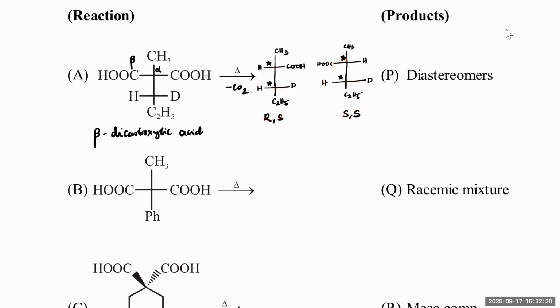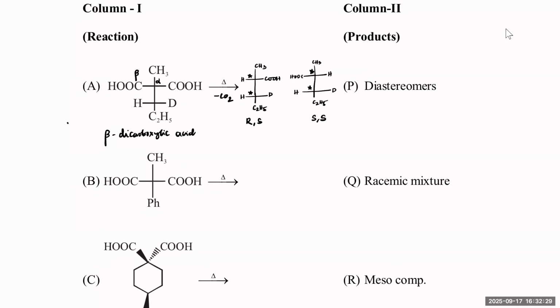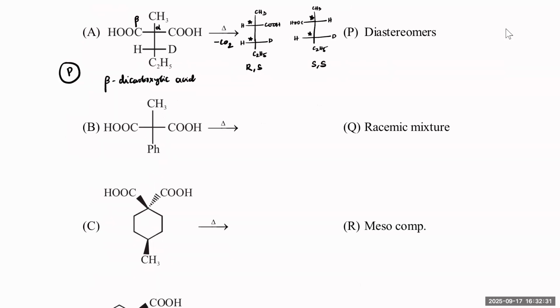So what are these two? Diastereomeric pairs, because they are not mirror images, but they are stereoisomers of each other. So hence it is P. So, diastereomers of each other. Clear, beta?